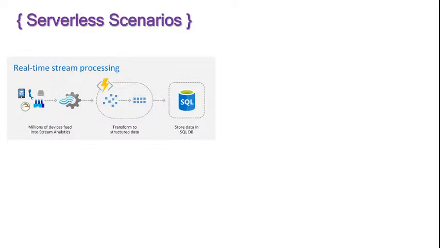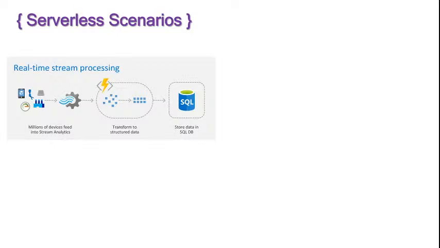Now you can use Stream Analytics to ingest all this data, and as the data is coming in, you can use Azure Functions to transform the data. Maybe the data is coming in a particular proprietary format. You can use functions to trim and transform it, kind of like an ETL, extract, transform, and load. You can use that to restructure the data and store it in the database.